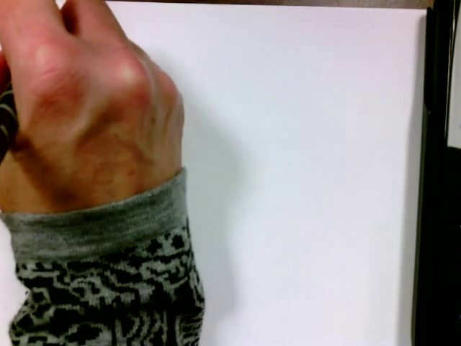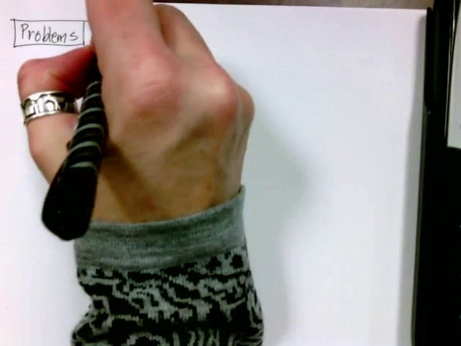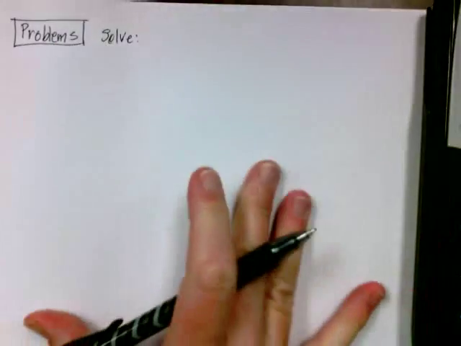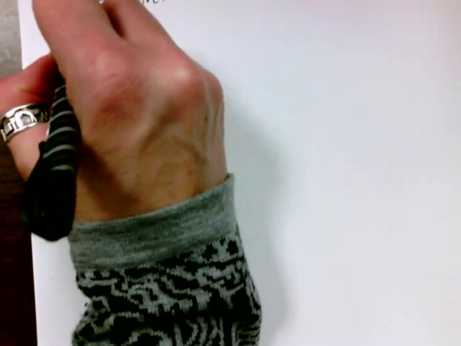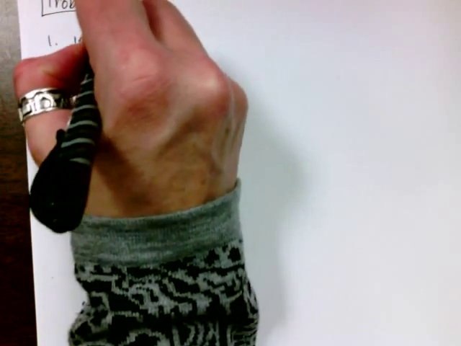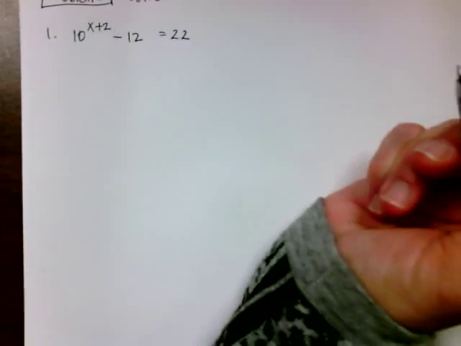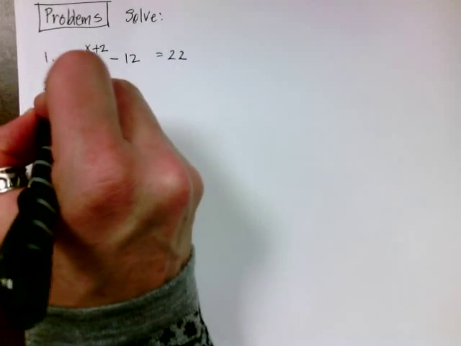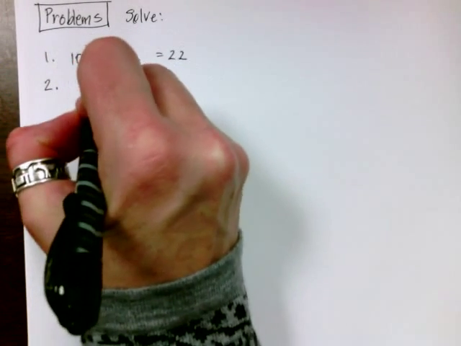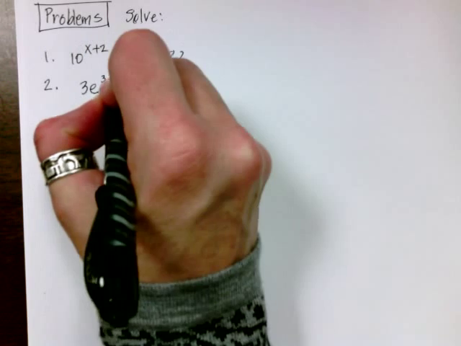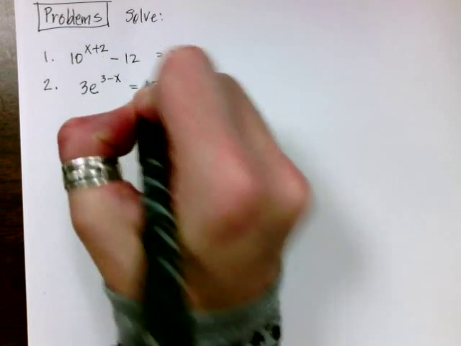So a nice, fairly short, not too complicated video today. All of these say solve, so I'm going to be lazy and write it once at the top. Okay. All right, number 1. You're going to have 10 raised to the x plus 2 minus 12 is equal to 22. Your second problem is 3e raised to the 3 minus x is equal to 15.